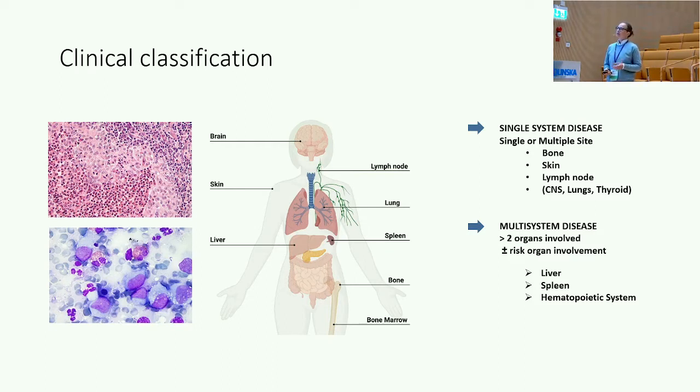And for practical reason, it's divided in single system and multi-system disease. Single system meaning that you just have one organ affected at one or multiple sites. A multi-system is more than two organs involved. And the important thing is the risk organ involvement or not? And that's liver, spleen, and hematopoietic system. The interesting thing here is that it's not really defined by any tumors we find there, but it's often, at least in part, a functional definition, especially for the hematopoietic system.